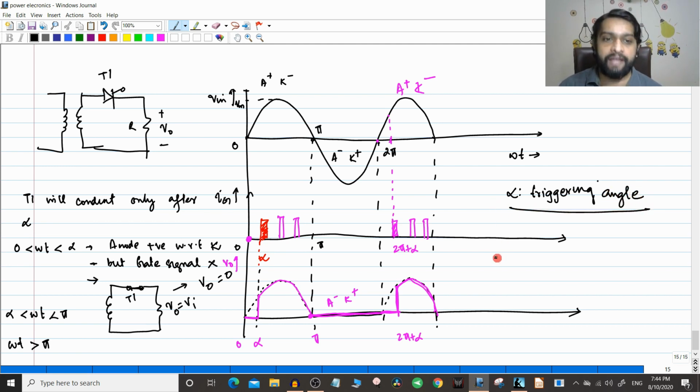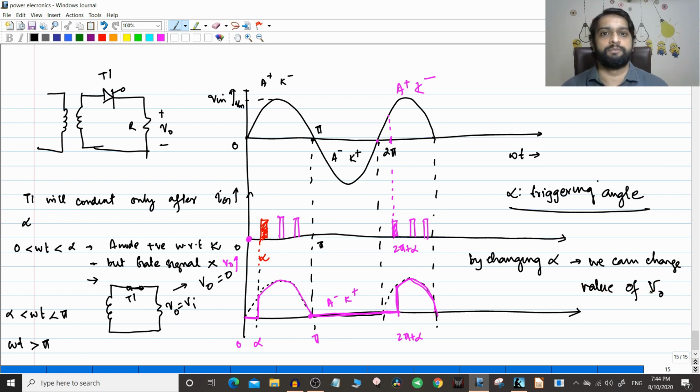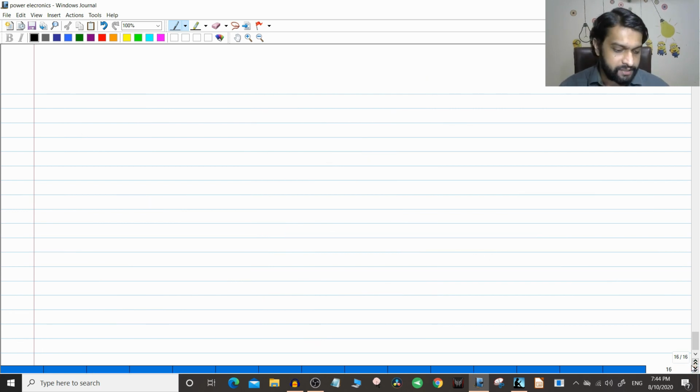Depending upon the value of alpha, by changing the value of alpha, we can change the value of V0. When we discuss these things in detail, we will see with some simulations also how, by changing the value of alpha, you get different values of V0. So this is the controlled rectifiers or AC to DC converters. Usually when you use the word converters, it is something which you can change and adjust. So I hope that is clear.